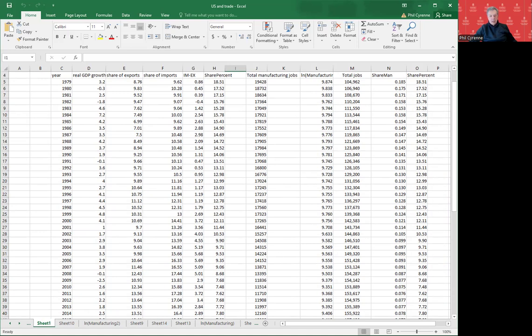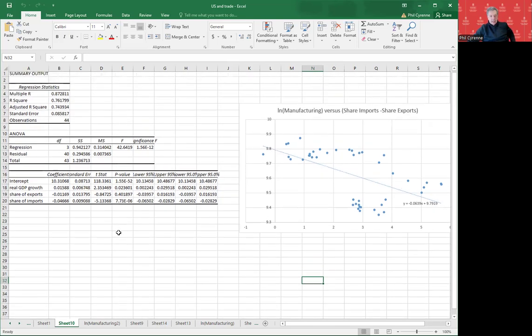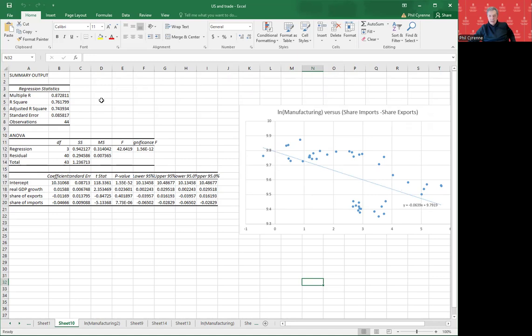So what I've done here is a simple graph of the log of manufacturing employment versus the difference between the share of imports and the share of exports. With just one regressor, the difference between the share of imports and share of exports, you see a negative relationship between log of manufacturing and imports. Basically, this is saying that the larger the share of GDP which is imports, the lower manufacturing employment will be. I did a simple regression from 1979 to 2022, which is the data that was available.